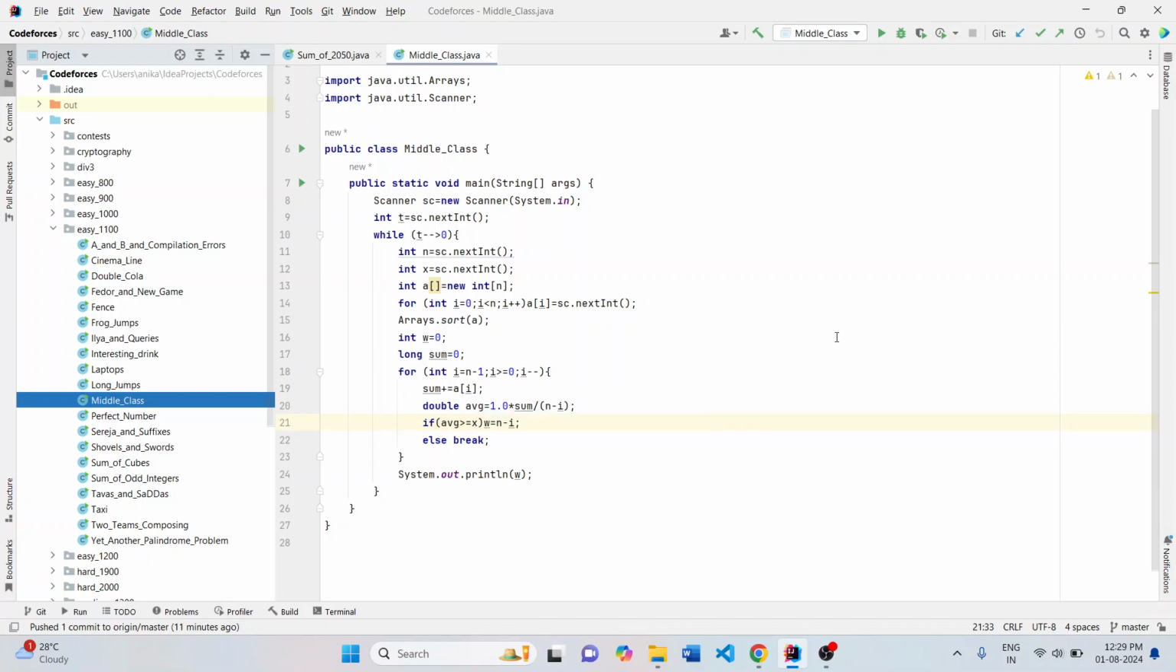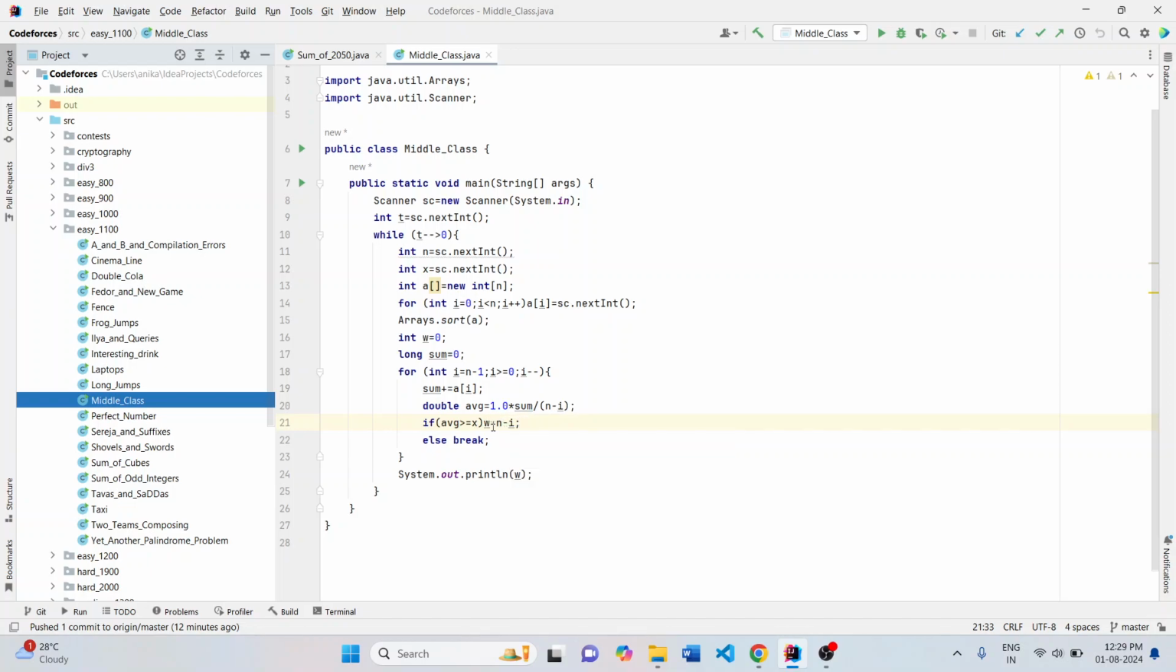Now we will move from the wealthy towards the poor. We move from last to first. We add his wealth and average it. Average means sum divided by number of people. Now if the average is at least x, that means these people have become wealthy after redistributing. So this is a possible answer. We store the answer in wealthy people, that is the total number of people, that is n minus i.